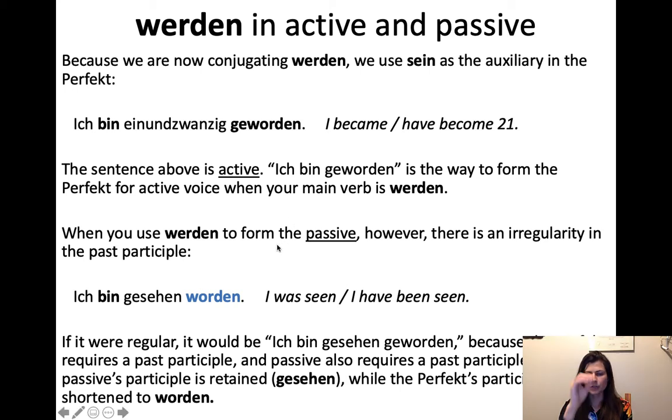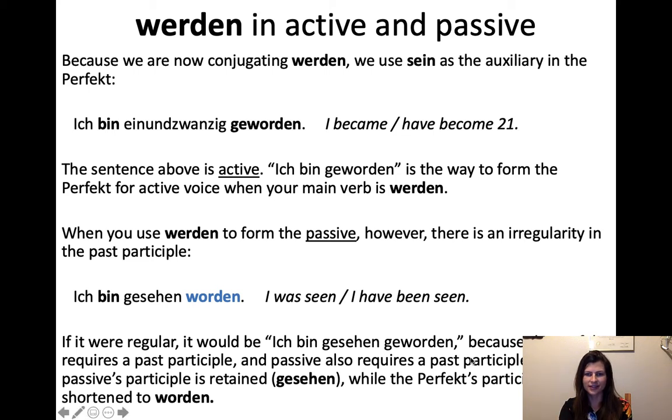If this were going to follow the rules, it would say ich bin gesehen geworden. I have been seen, right? But the perfect requires a past participle. Ich bin 21 geworden, that requires a past participle if you're going to make the perfect. But also, if you're going to make the passive, we also need a past participle, right? It's werden plus a past participle. So we have these two verb tenses we're trying to put together, and they both want a past participle to be made. So it would be ich bin gesehen geworden. But it's just too much, and speakers throughout the centuries decided that they didn't want to do that.